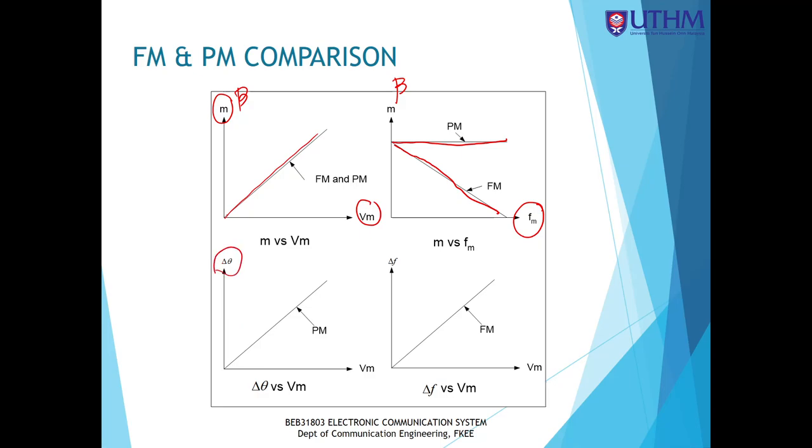So the higher the Vm, you see that theta. This is delta theta is equal to Kp Vm. So it is proportional to the Vm. Dia berkadar langsung dengan Vm. And then delta F, you see that delta F is equal to Kf Vm. So it is proportional to the input voltage. Okay.